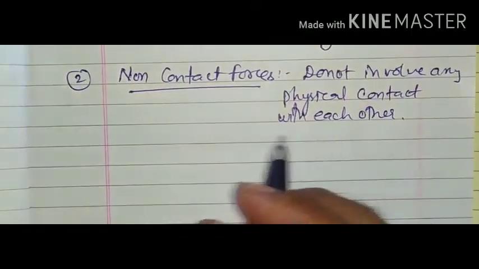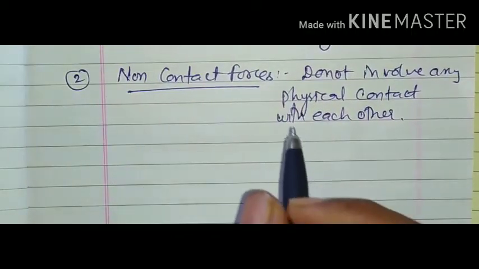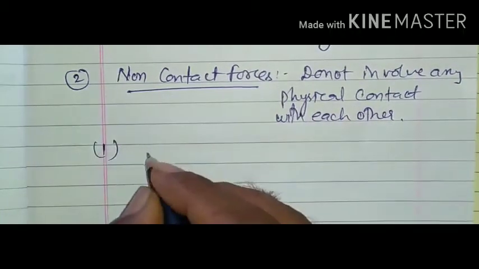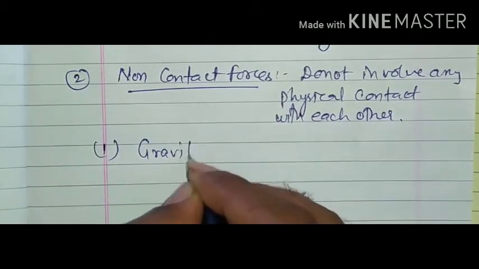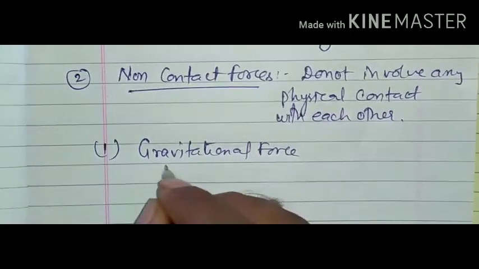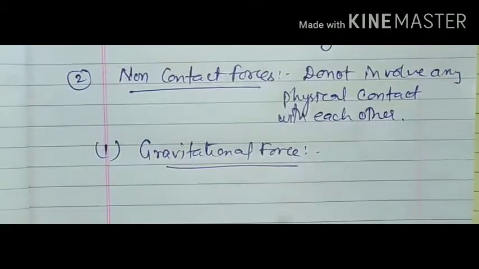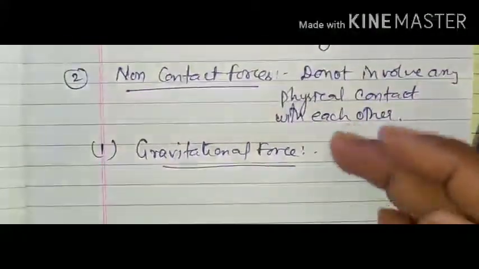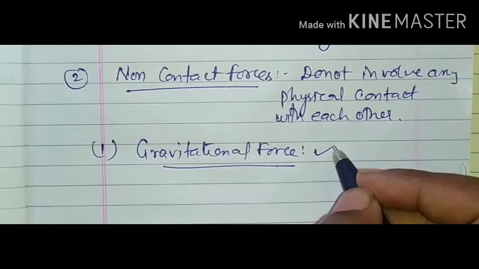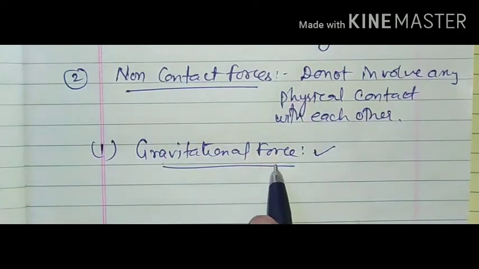Okay, now we can study some examples of non-contact force. First one, gravitational force. All of you are familiar with this one. See, a ball dropped from a height falls down. Why is it? Because of gravitational force. The force of attraction exerted by the earth on all objects is known as gravitational force.